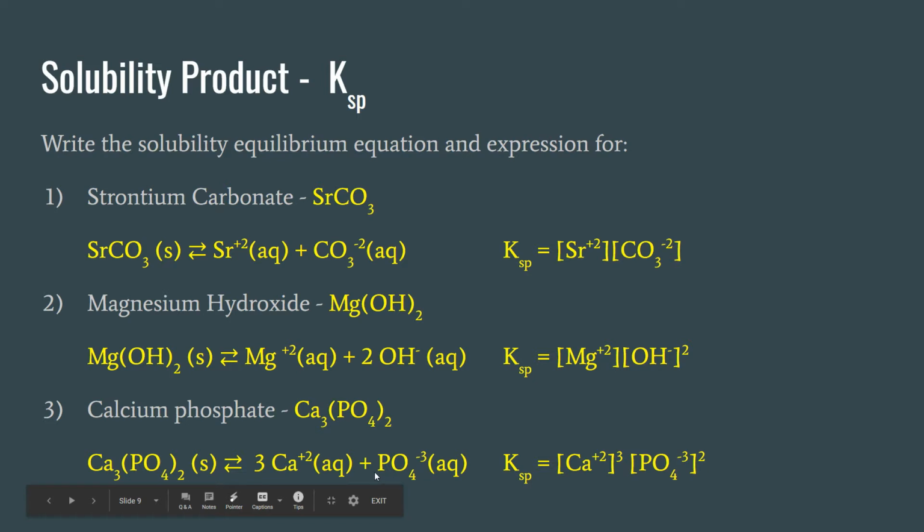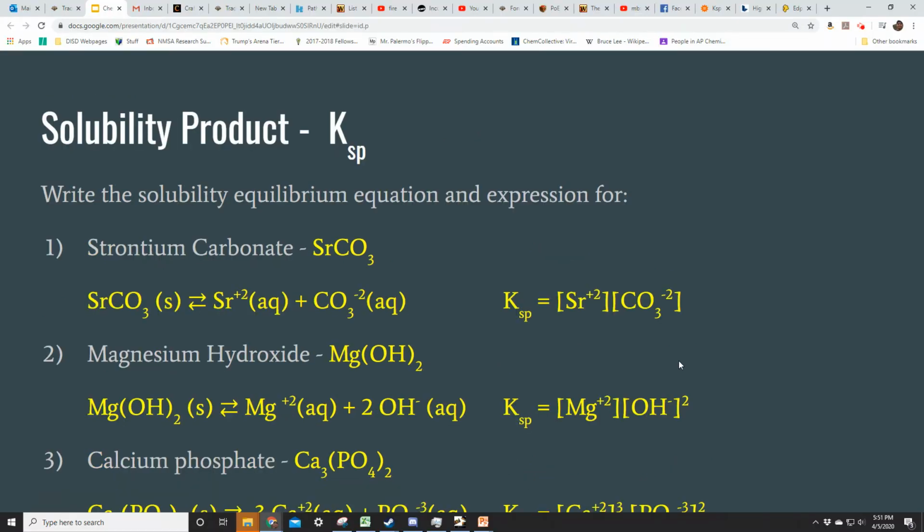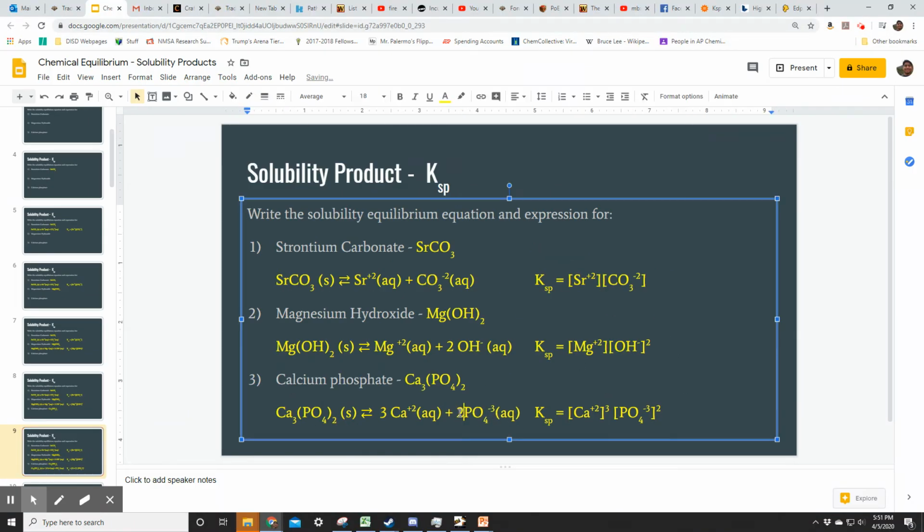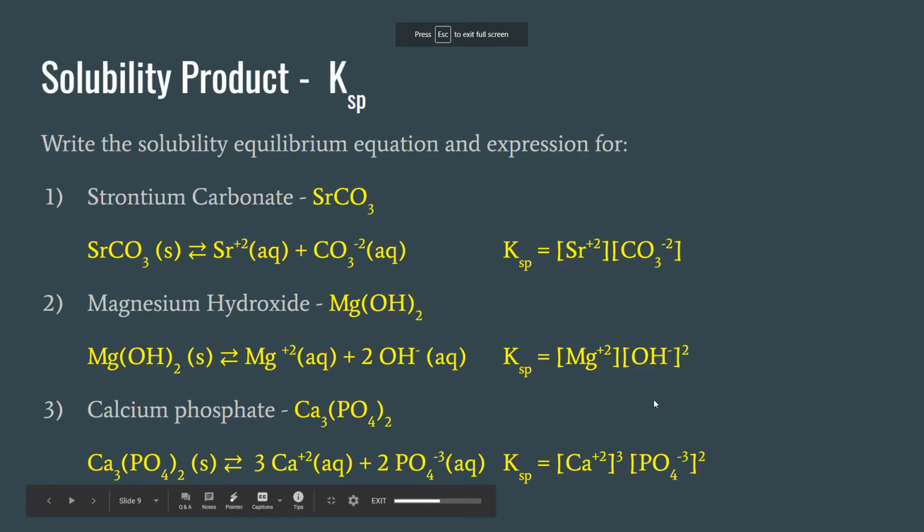I have a typo there. That should be 2 phosphates. And over here, we do have that square. Let me go back and fix that real quick. So that's going to be a 2. And there we go. That's nice and fixed. And that's really all there is to writing Ksp.